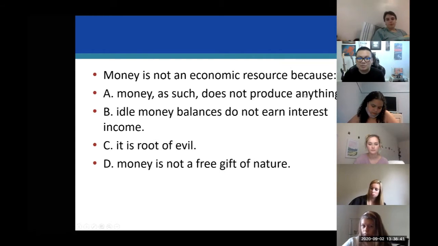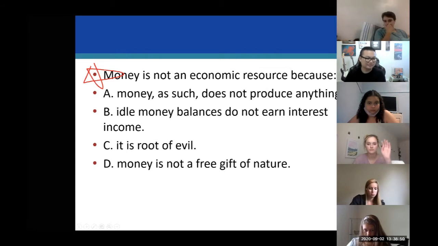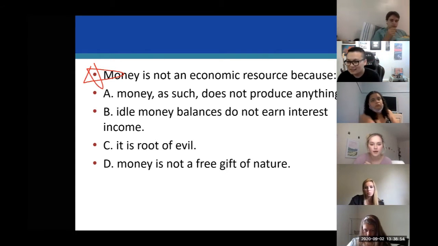Money is not an economic resource because... so this is a little bit tricky. Money is not an economic resource because... Yes, Anna. A. Yeah, that's correct.